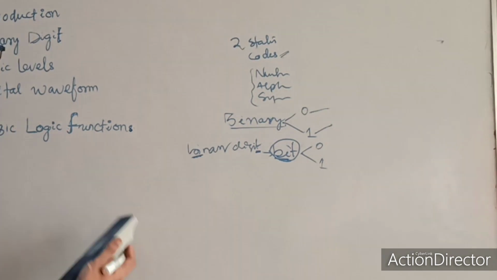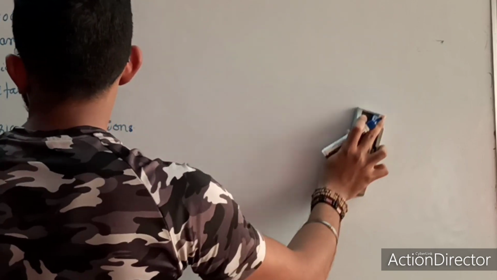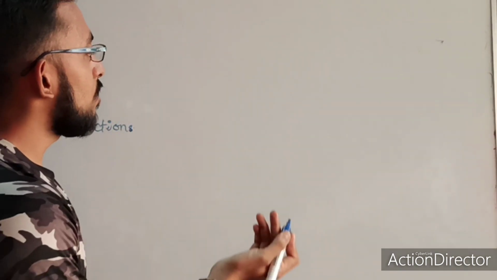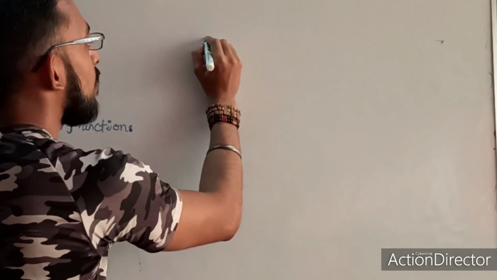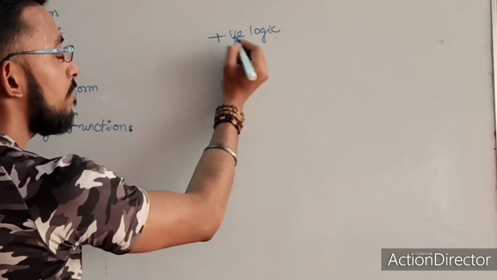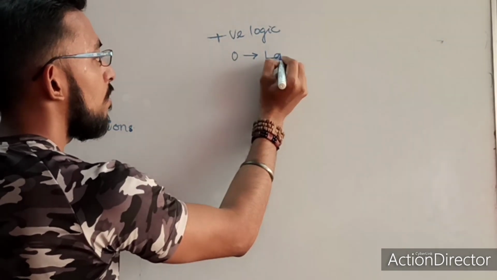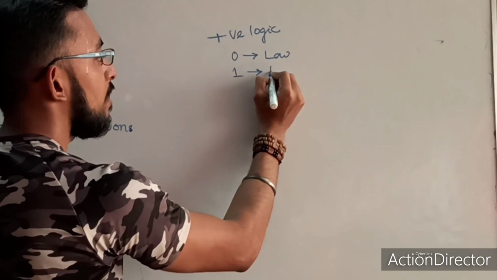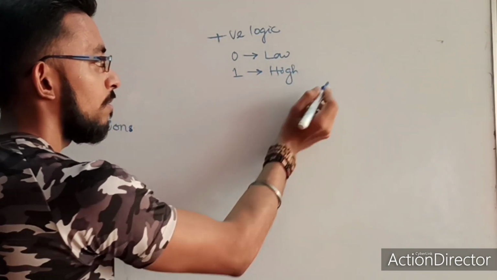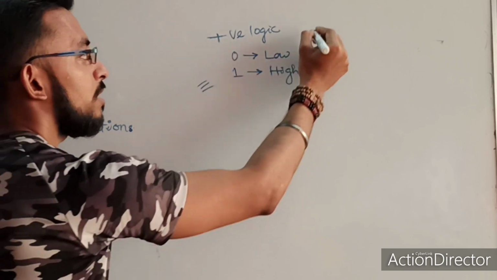Now we'll see the logic level. One thing: in this binary digit, suppose I have a positive logic. Positive logic means my 0 will be represented by a low value and 1 will be represented by a high value. It is used everywhere. This is the positive logic.